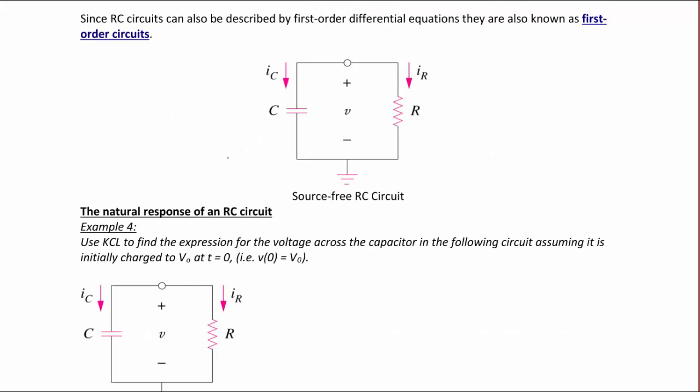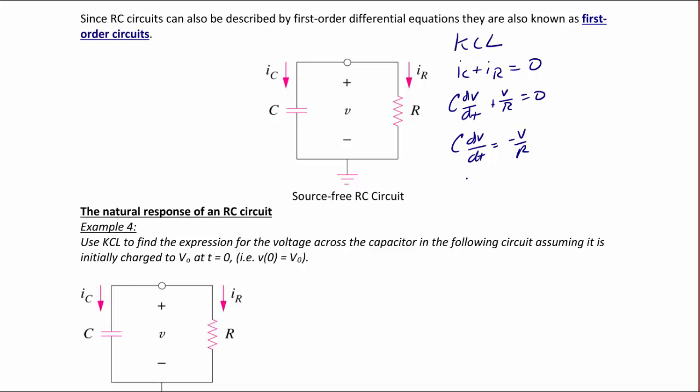So here we have an RC circuit with a resistor in parallel with a capacitor. We're going to use KCL in order to analyze this to derive that equation. So what we get is that IC plus IR equals 0, or in terms of the voltage across the capacitor, we can write this as C dV/dt plus V over R equals 0. So rearranging these equations, I can write C dV/dt is equal to negative V over R, or dV over V equals negative 1 over RC dt. And that's our equation using separation of variables.